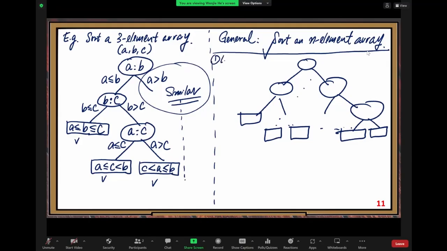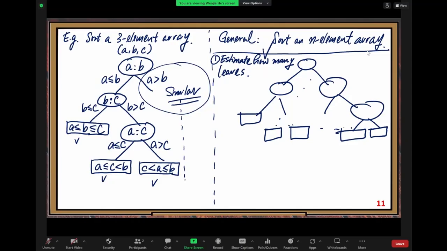First, we need to estimate how many leaves. Estimate how many leaves in the decision tree. So how many different sorting results? How many different sorting results can you imagine?